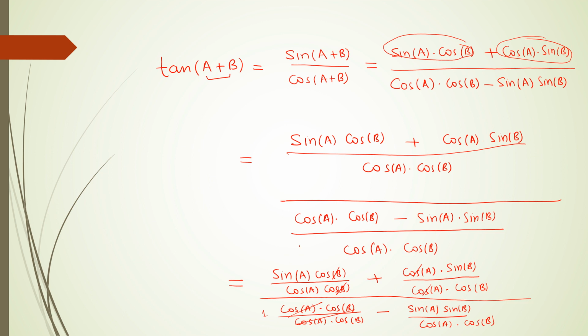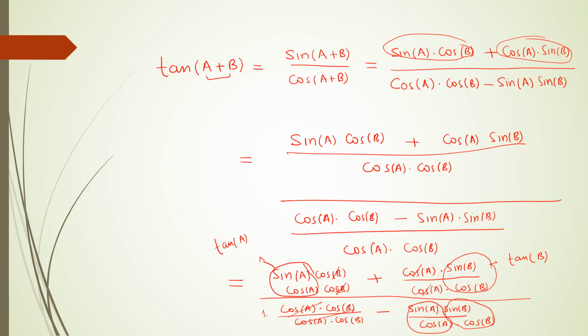Let's see, we know that sin of theta upon cos theta is the tan of theta. So we can write here sin of A upon cos of A is tan of A. Now here, sin of B upon cos of B, what can we write? We can write in place of this tan of B. Upon 1 minus sin of A upon cos of A, tan of A, and sin of B upon cos of B, tan of B.